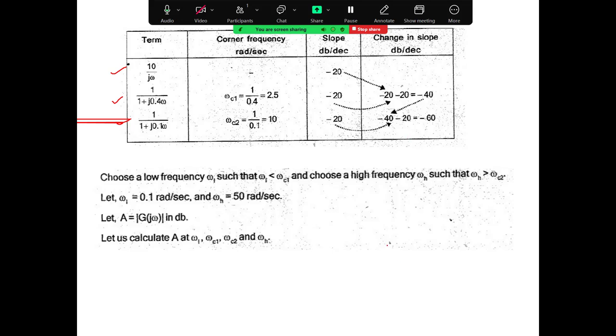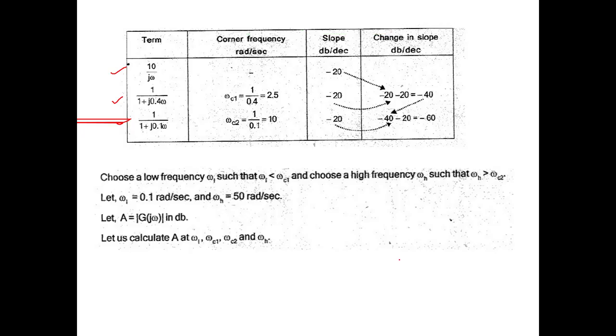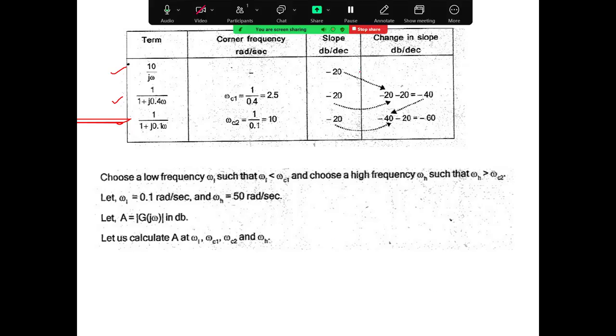So what is the next step? We have to choose two frequencies. One is omega L, the second one is omega H, low frequency and high frequency. What is the condition? For the low frequency, the value should be less than the first corner frequency, that is 2.5. So omega L should be less than 2.5 and omega H should be greater than 10. Here I am assuming omega L is 0.1 radians per second and omega H is 50 radians per second.